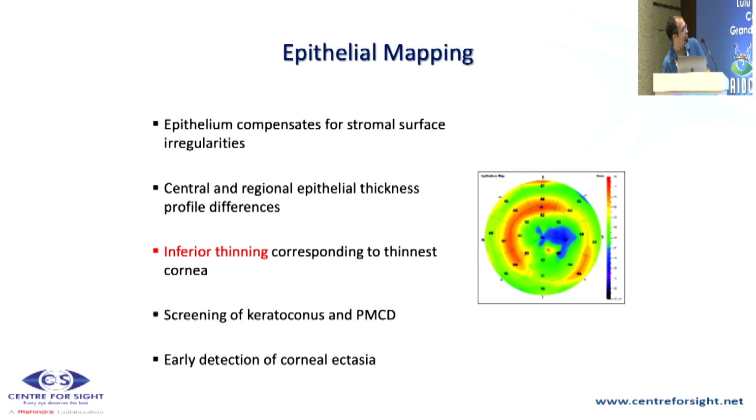So we can see areas of reddening where it is thick and areas of blue, that is a cold color, showing thinning. So inferior thinning corresponds to the thinnest cornea, and in case after surgery we see, so the earliest signs of ectasia are thickening, localized thickening of epithelium. So if in areas we see that epithelium is localized and hypertrophic, that means there is an early sign of ectasia, and such a patient should always be followed up.